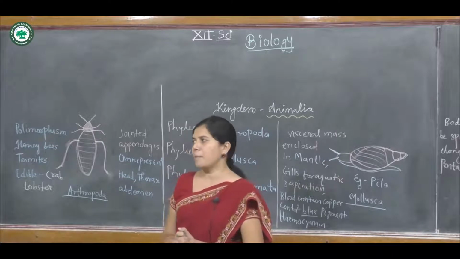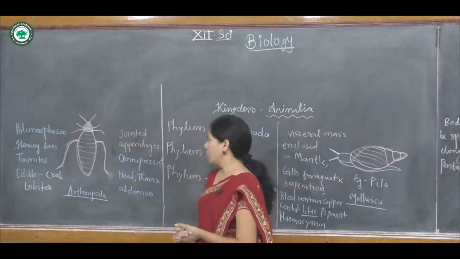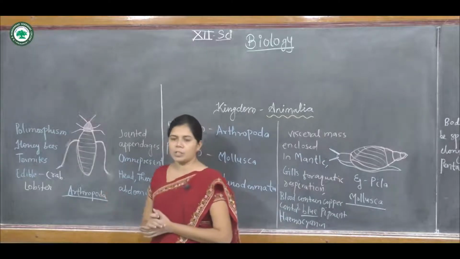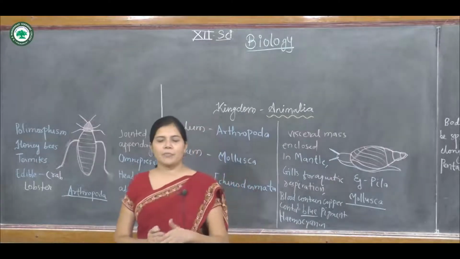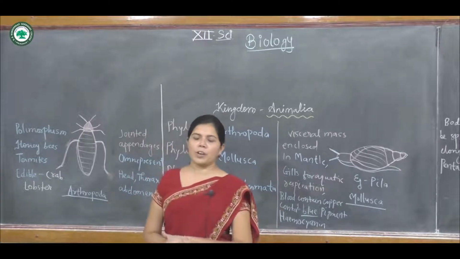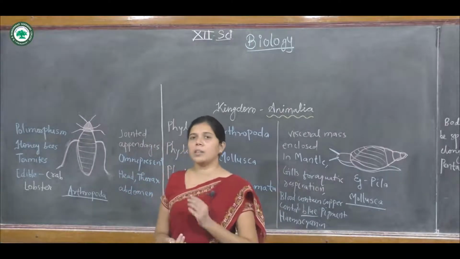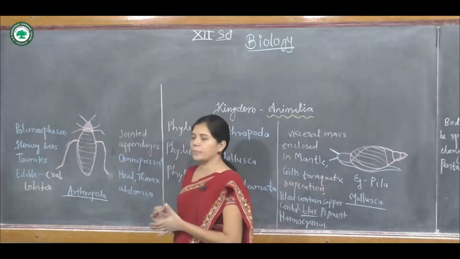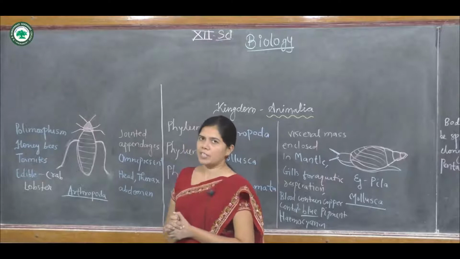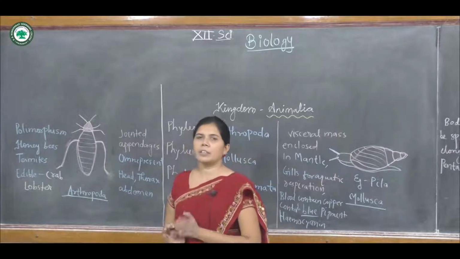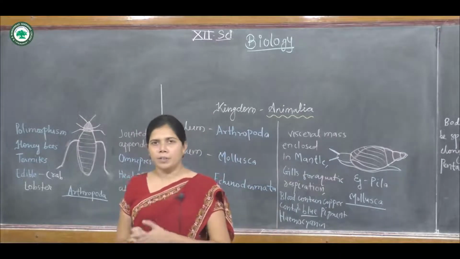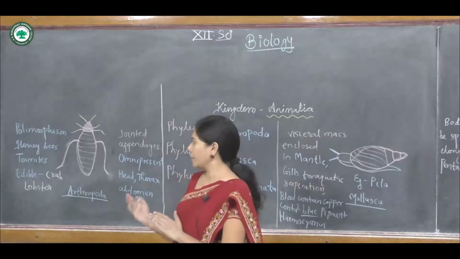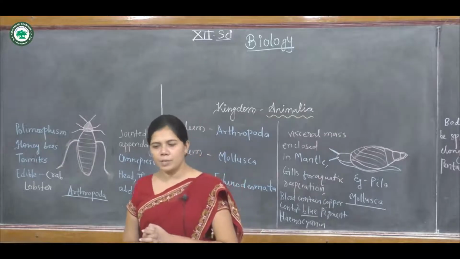The body is bilaterally symmetrical. An example of Arthropoda is the cockroach. Other examples are the butterfly, beetle, scorpion, prawn, lobster, honeybees. These are examples of animals from the Arthropoda. Bilaterally symmetrical means if we cut the body, we get two equal parts.